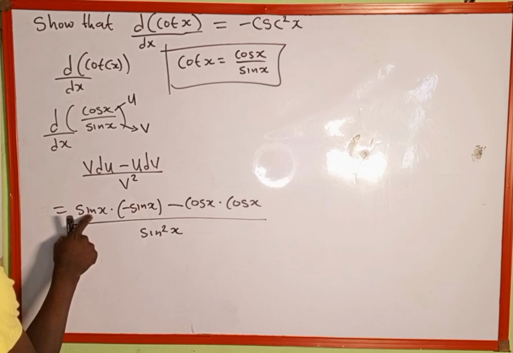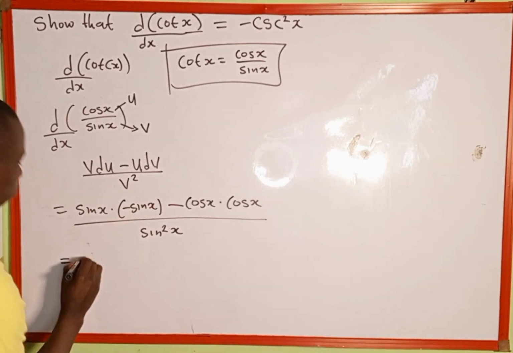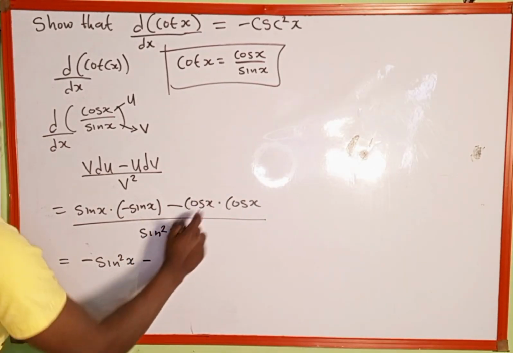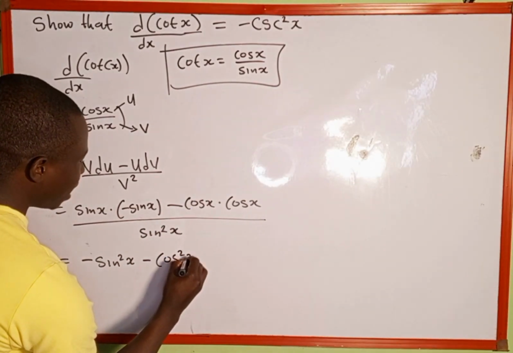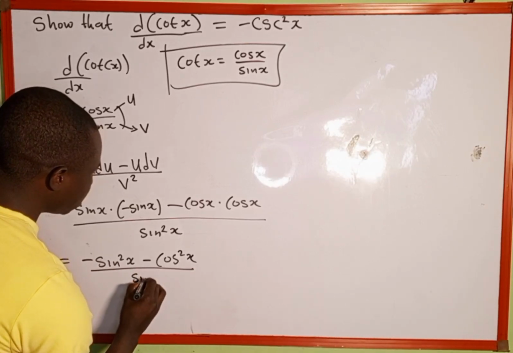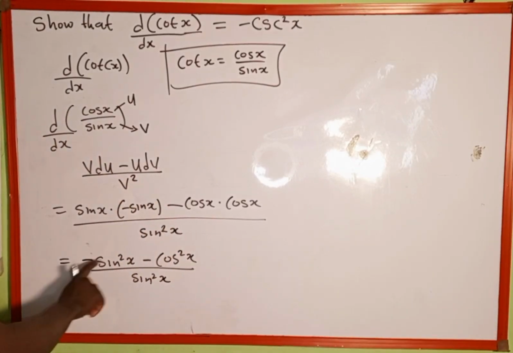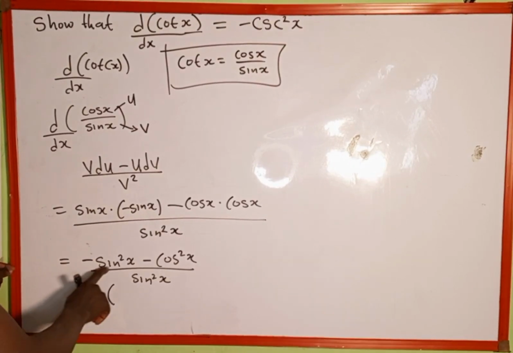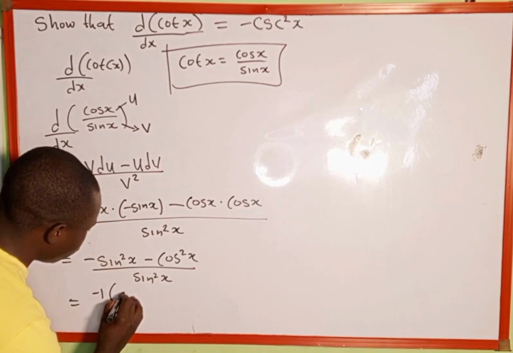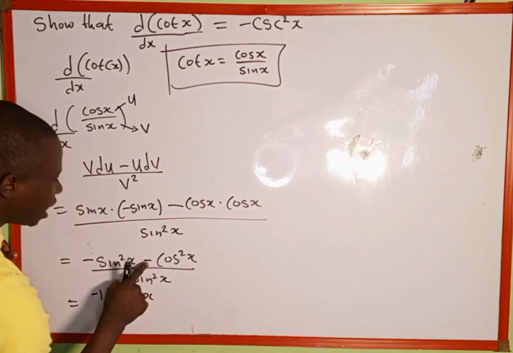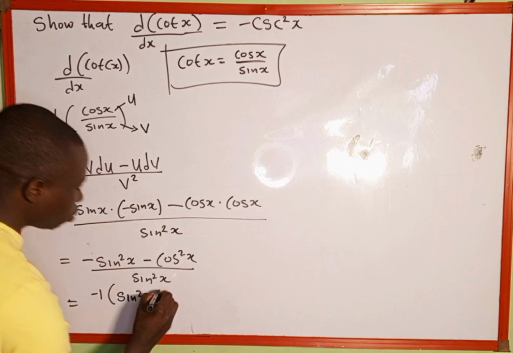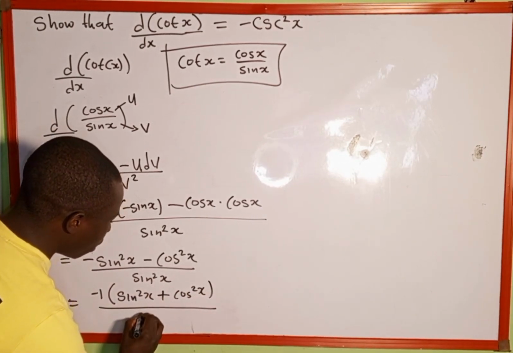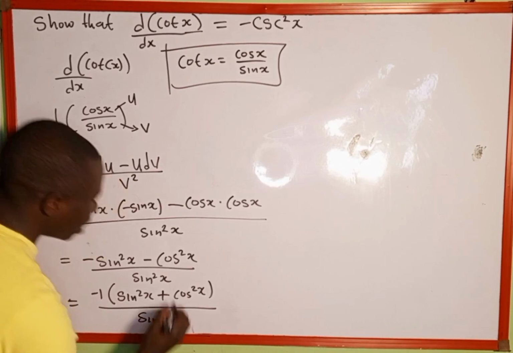The next thing is to simplify this numerator. Sine x multiplied by negative sine x is going to give us negative sine square x, then minus cos x multiplied by cos x is going to give us cos square x, then everything all over sine square x. Here we have negative, so we're going to factor out -1. Then we open bracket. Minus sine square x divided by -1 is going to give us positive sine square x. Then negative cos square x divided by -1 is going to give us positive cos square x, then everything all over sine square x.